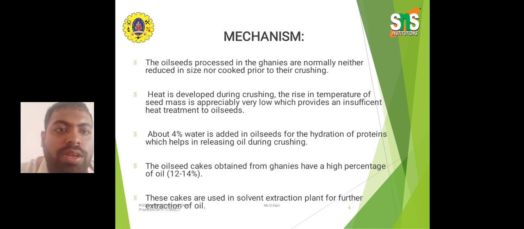Mechanism. The oil seeds processed in the ghanis are normally neither reduced in size nor cooked prior to their crushing. Heat is developed during crushing. The rise in temperature of the seed mass is appreciably very low, which provides an insufficient heat treatment to oil seeds. We add 4% of water to these oil seeds for hydration of proteins, which helps in releasing more oil during crushing. After crushing, the oil seed cakes obtained from ghanis contain a high percentage of oil, approximately 12 to 14%. These cakes are used in solvent extraction plants in which solvents like hexane are used for further extraction of oil.